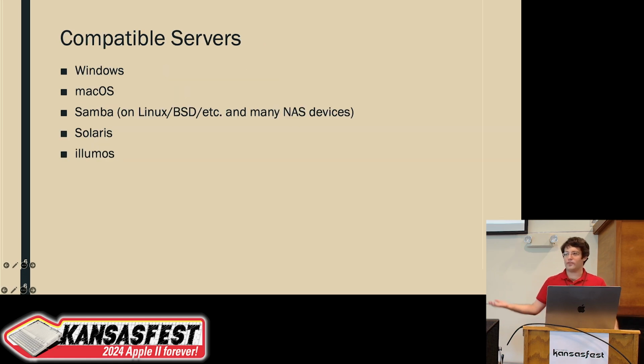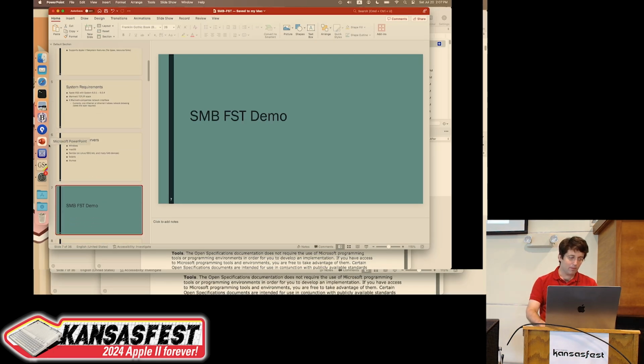Now on the server side, as I said, Windows, macOS, Samba, which is the SMB server for Linux, also Solaris and Illumos, which is the modern derivative of OpenSolaris. Those all have compatible SMB servers that I've tested, and those should all work with the SMB FST. So now I'll actually do a demo of it.